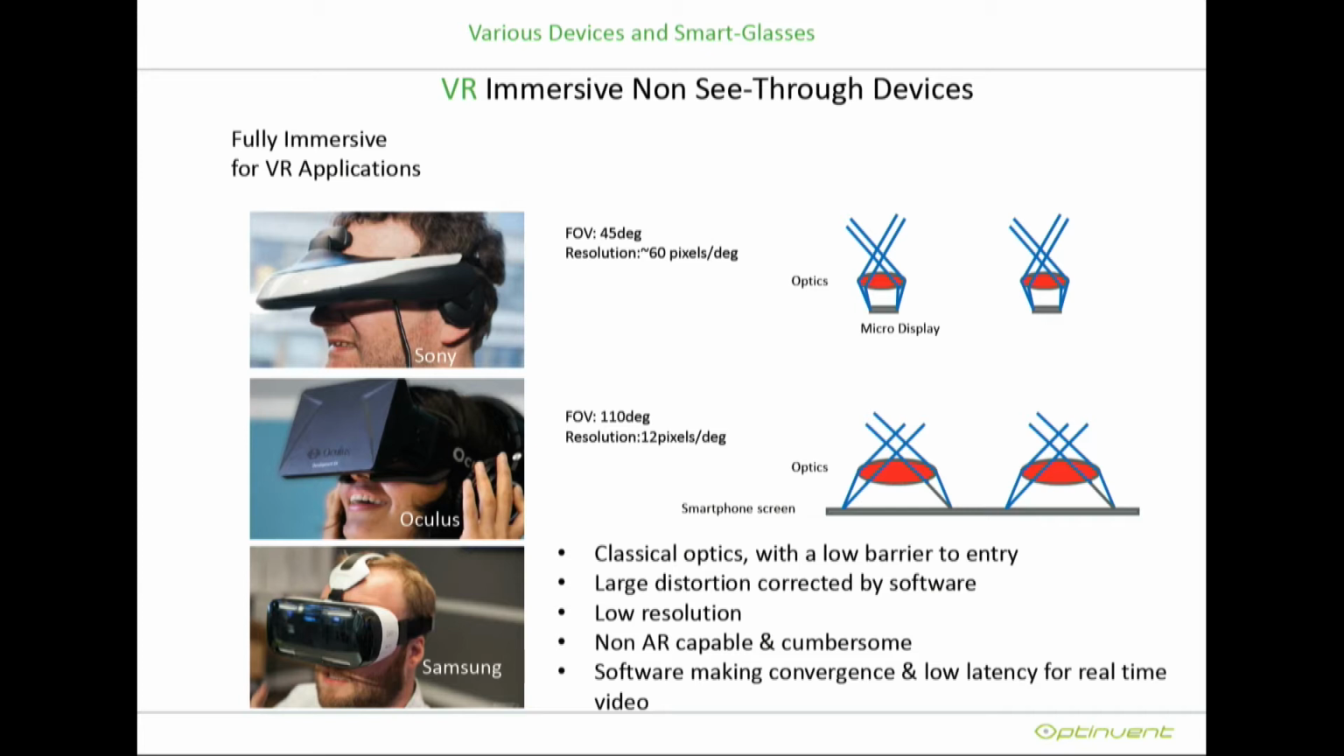The optical system is very simple, meaning you have molded lenses and a micro display, and generally speaking, you correct the distortion by software. If you consider Oculus, they have 110 degrees and only 12 pixels per degree, which is very, very low. And in that case, they don't have a micro display, they have the smartphone directly that manages the content. So in summary, for VR systems, the value is in the software. The value is how to have low latency, and not in the optics. The optical system is low cost and the quality is very low.